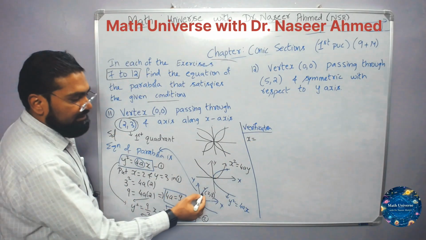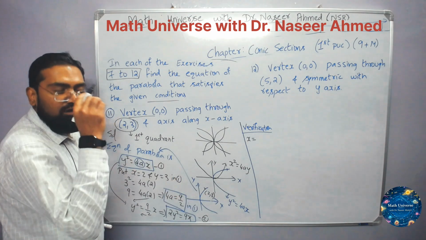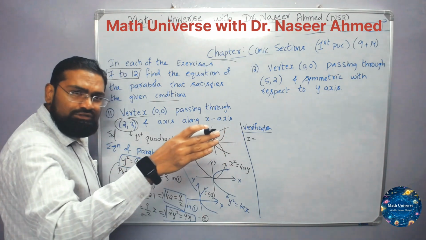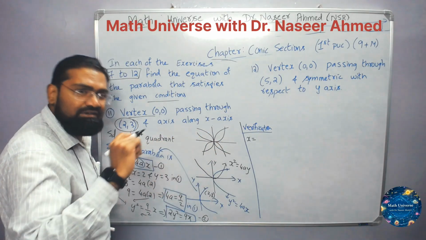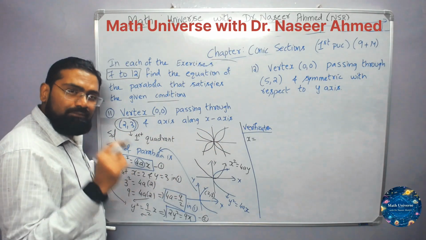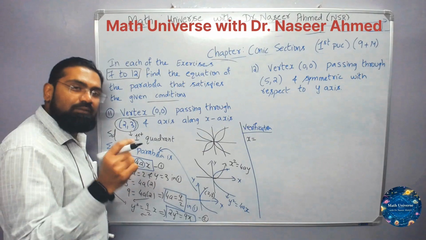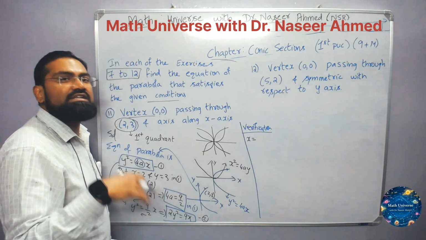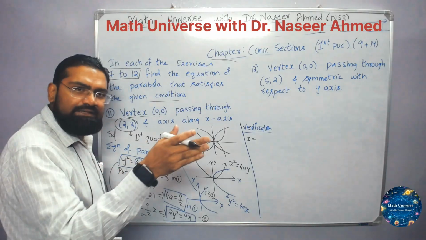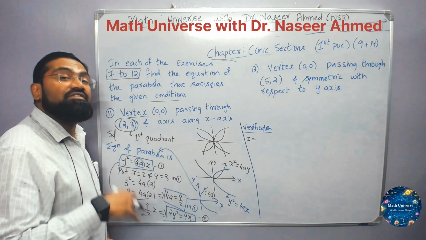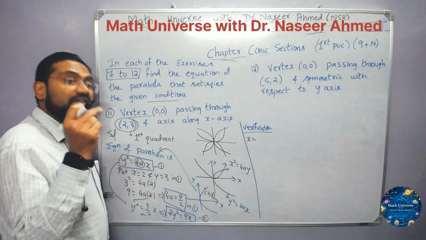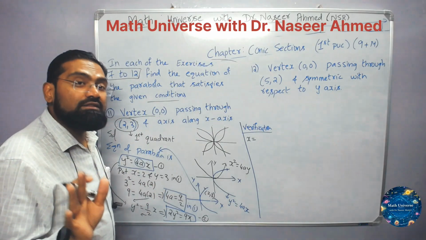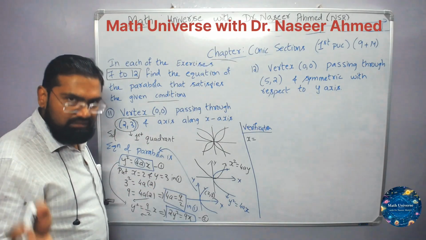Because the parabola is passing through the point. Any curve or a straight line passing through a point should satisfy the given equation. I repeat, any point lying on the curve should satisfy the line equation as well as the curve equation. If a line is passing, it should satisfy the line equation. If a curve is passing, it should satisfy the curve equation. If it is not satisfying, then that point is not lying on the line or the curve, whichever we are verifying.